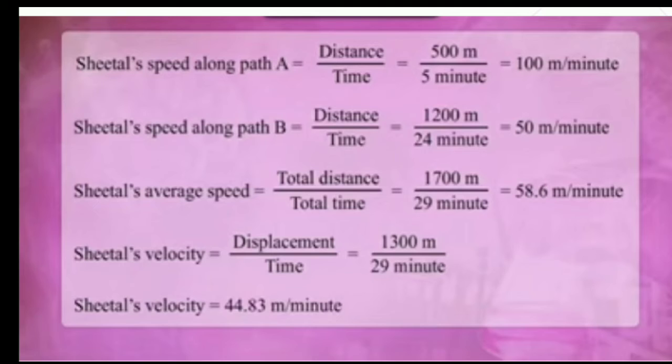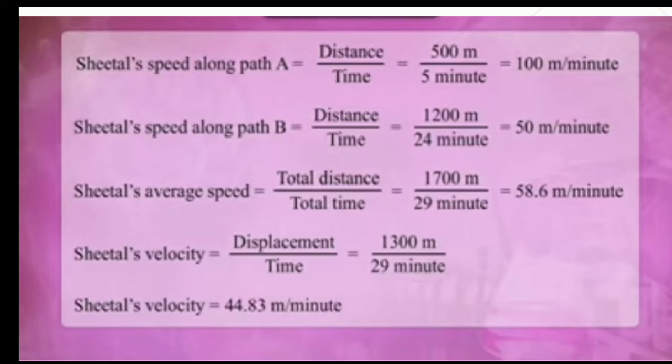So, let's calculate Sheetal's average speed. It is total distance upon total time. The total distance is 1700 meters upon 29 minutes. After calculating this, students, we get the answer 58.6 meters per minute.